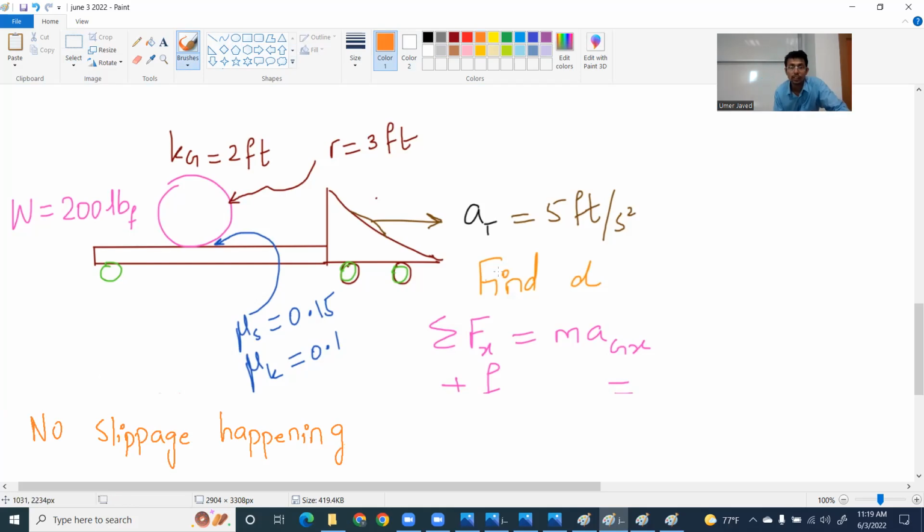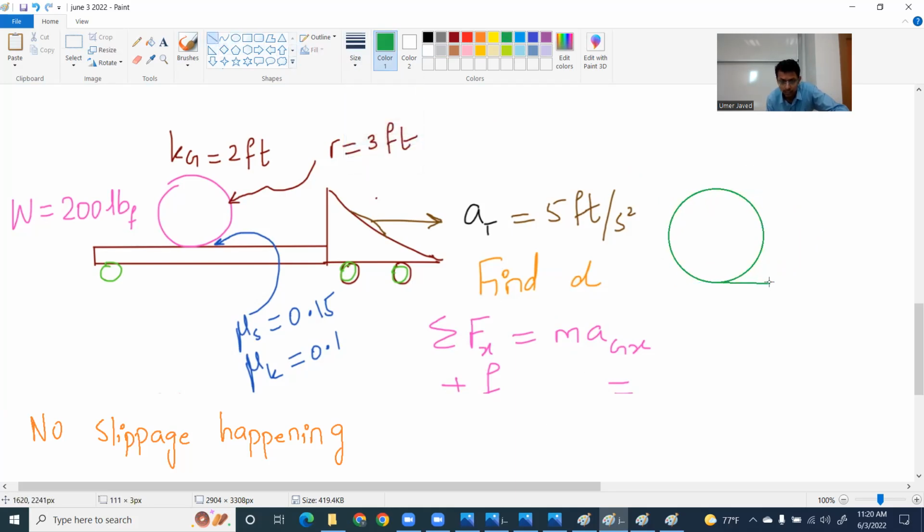The question says that the truck is accelerating 5 feet per second squared towards right. The coefficients of static and kinetic friction are given. You have to find the angular acceleration of the drum. And I'm asking you, don't get confused. Just take the friction towards right for this drum. So let me make a free body diagram for you. Yeah, I know the friction, but right now I'm just helping you and then we can think about it.